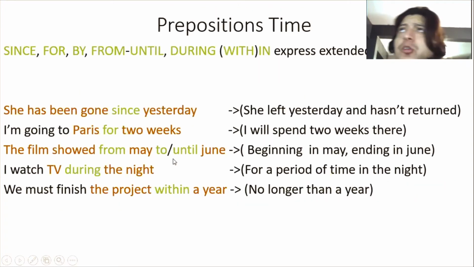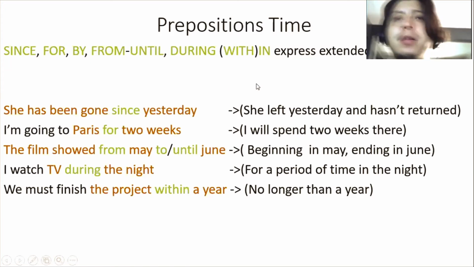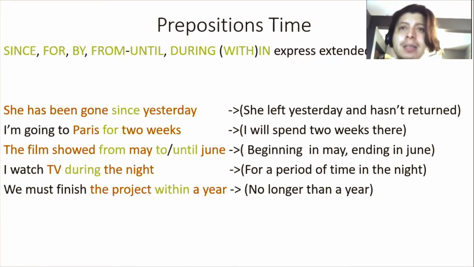Also, we can use prepositions to introduce more time prepositions. We have since, for, by, from, until, during, with, or within. And they express extended time. Okay, so all of them are used to express a period of time that is extended. So for example, if you say, she has been gone since yesterday, it means she left yesterday and she hasn't returned. Since yesterday, it means in that moment in the past, it started and she hasn't returned yet.